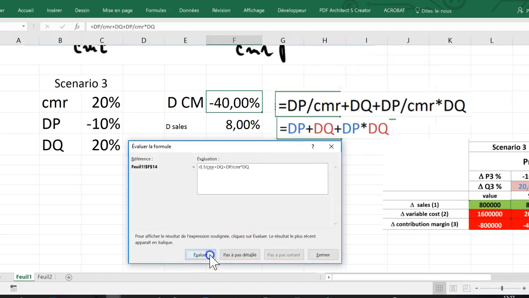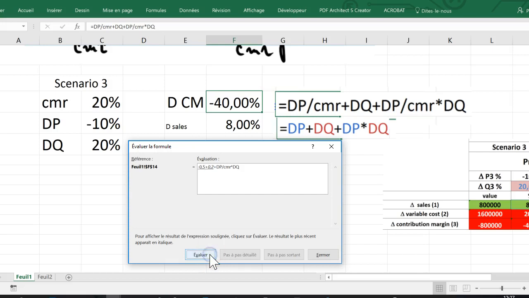So delta P is minus 10. I divide over the contribution margin ratio, which is 20%. If you divide minus 10% by 20%, you get minus 50%. In other words, your contribution margin is impacted by a minus 50% parameter because of the change in price.